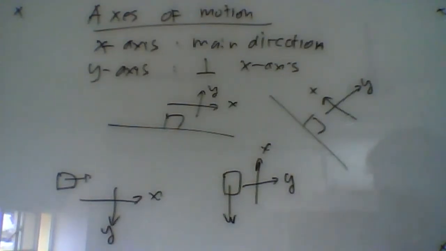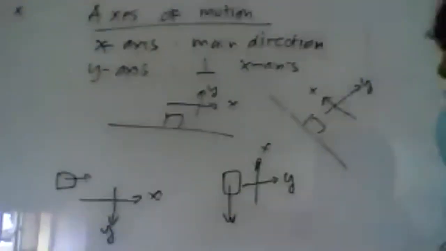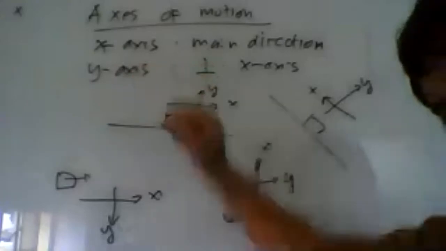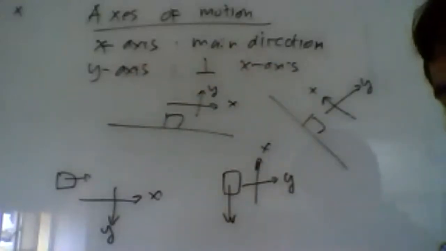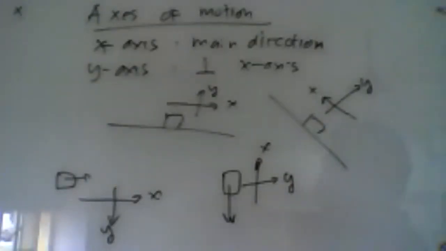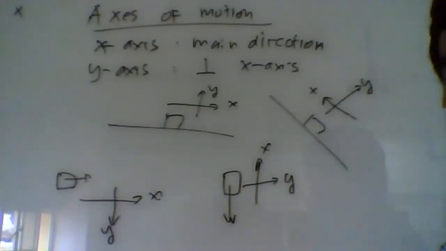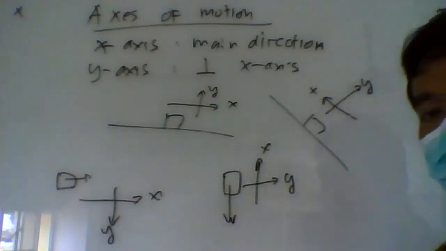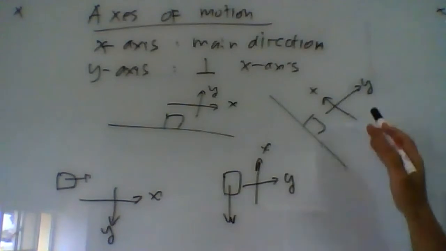So the axis of motion is the main direction that an object is going to move. If you put an object here in free fall, then that's it. This is the x-axis, even though it's maybe unusual. If you throw an object horizontally, then the horizontal will be the x-axis. If an object is moving up and down a surface, that surface is the x-axis.